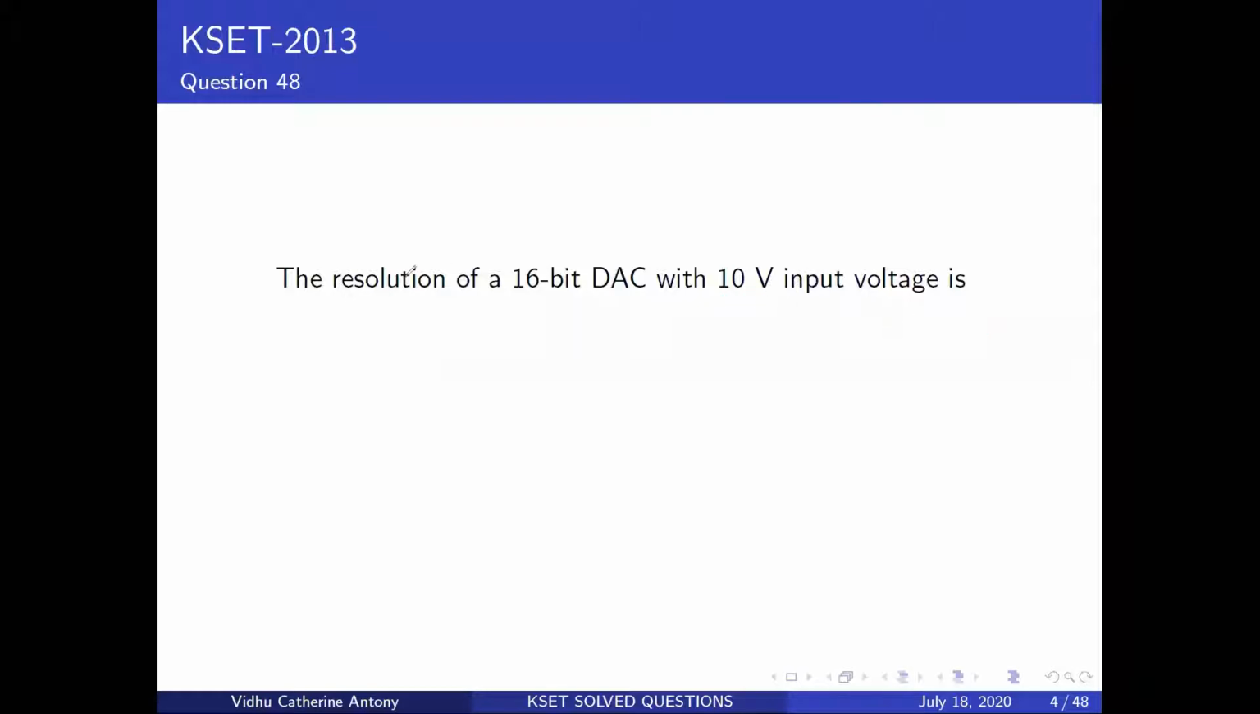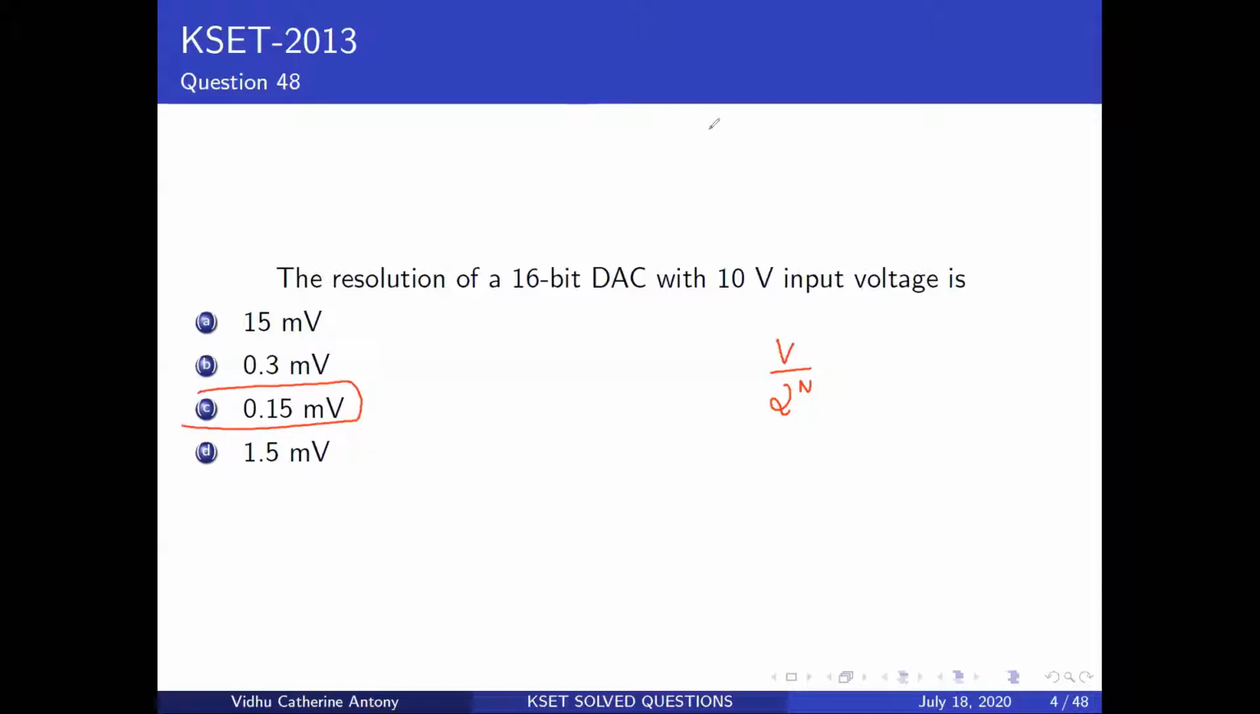So now what is given to us here is the resolution of a 16-bit DAC with 10 volt input voltage. So we look at the options. Basically this is a very simple thing to do. What you do is you just have to take the voltage that is given to you, your input voltage, and divide it by 2 power the number of bits. You'll realize after you do the calculation that you're going to get something like 0.15.